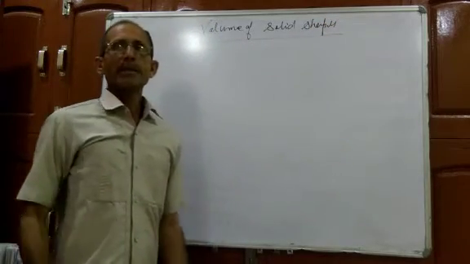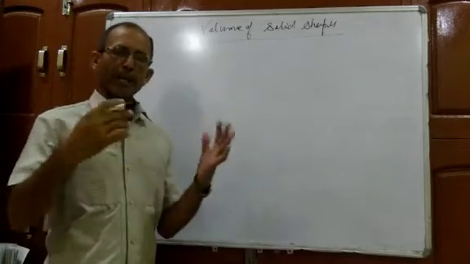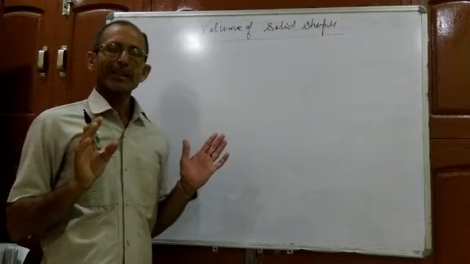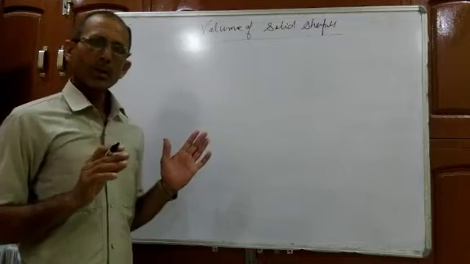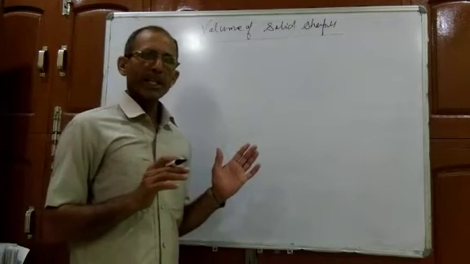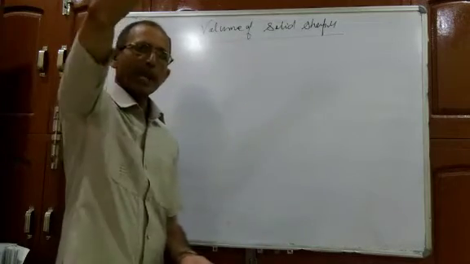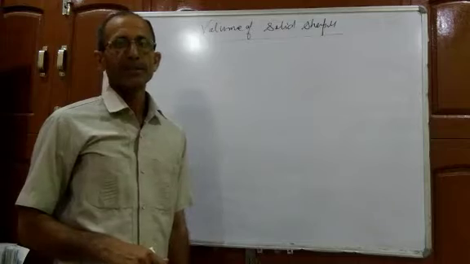Volume means capacity, how much liquid or air a solid can contain. This is the meaning of volume. Now, volume of a cuboid. Volume of a cuboid is base area multiplied by height. We will get the capacity of the cuboid.